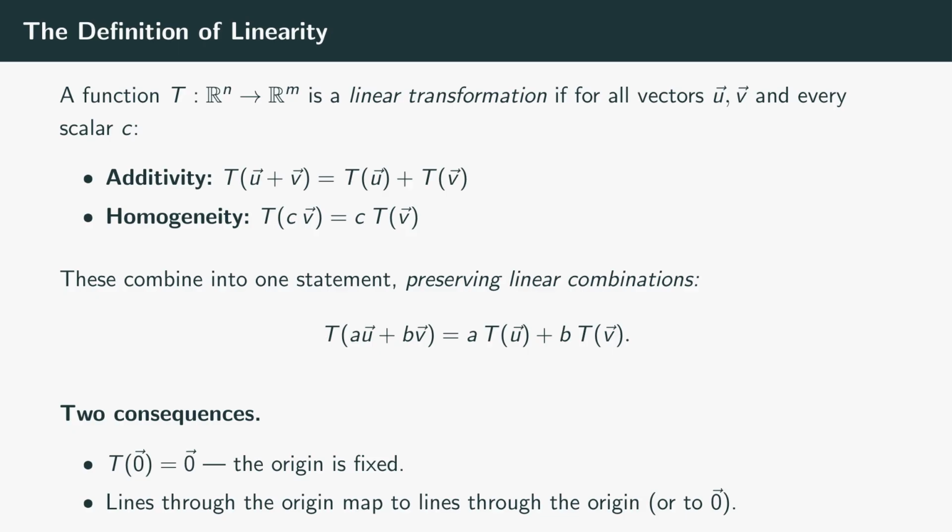These two rules fuse into a single slogan. A linear transformation preserves linear combinations. Apply T to a combination au plus bv, and you can pull the T inside and get a times T of u plus b times T of v. Two consequences follow immediately. First, the transformation must fix the origin. T of the zero vector is the zero vector because scaling by zero forces it. Second, every line through the origin is sent either to another line through the origin or collapsed onto the origin. Linear maps cannot bend, cannot curve, and cannot shift the origin. That rigidity is exactly what makes them so powerful.